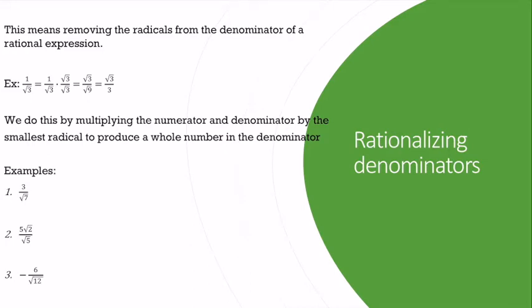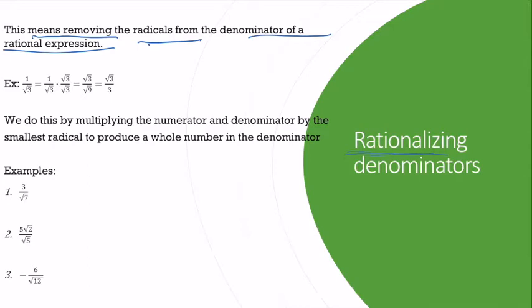One thing we really need to talk about is rationalizing denominators. Rationalizing denominators means getting the radical out of the denominator of a fraction. Just like we don't like negative exponents in our denominators, we also don't like radicals in our denominators. So rationalizing denominators means removing the radicals from the denominator of a rational expression.